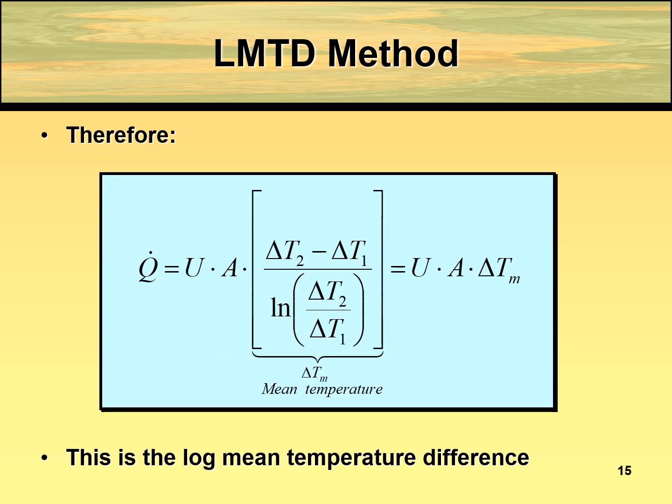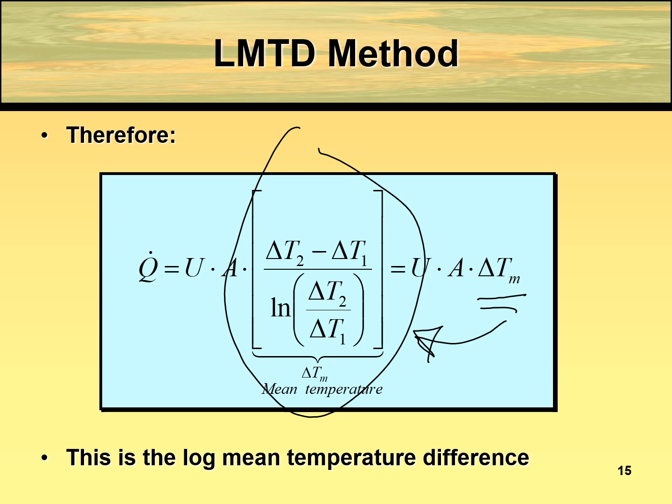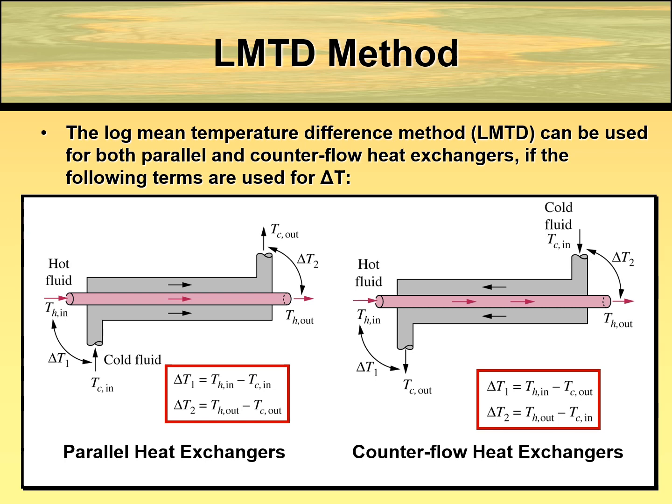So the rate of heat transfer is equal to UA times (delta T2 minus delta T1) over natural log of (delta T2 over delta T1). So this is actually the log mean temperature difference, delta Tm. So delta Tm is equal to delta T2 minus delta T1, over the natural log of delta T2 over delta T1. Delta T2 is the temperature difference at the exit. Delta T1 is the temperature difference at the inlet. So this is the delta T1 and this is the delta T2.